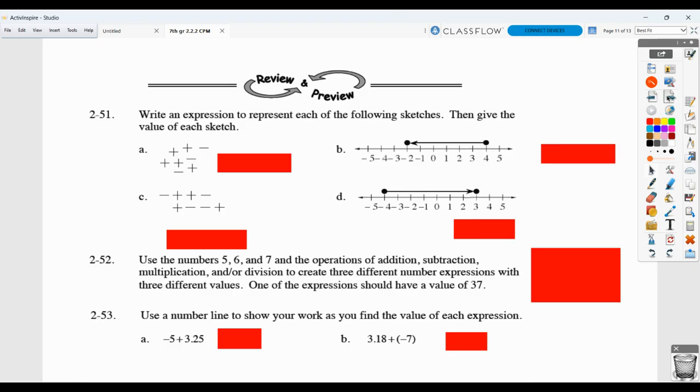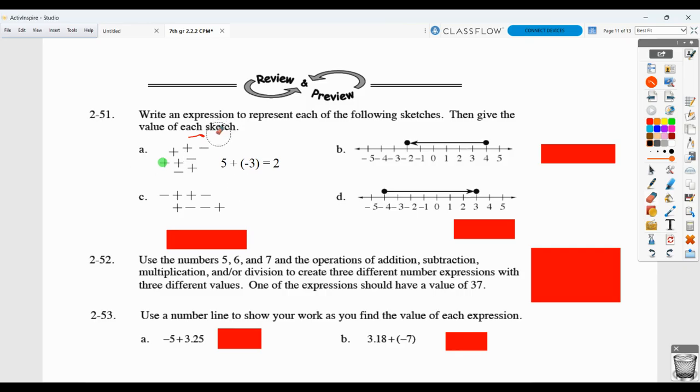So the first thing they want you to do is write an expression to represent the sketches and then give the value of each sketch. So what we see in this sketch is we have 1, 2, 3, 4, 5 positives, and we have 3 negatives. So we can write that as an expression as 5 plus negative 3. Now, to be honest, the expression would stop right there, but they then ask us to give the value of the sketch. And we know that a positive and a negative will create a zero pair. So that creates a zero pair. So does this. So does this. So that's how you're getting the value of 2.